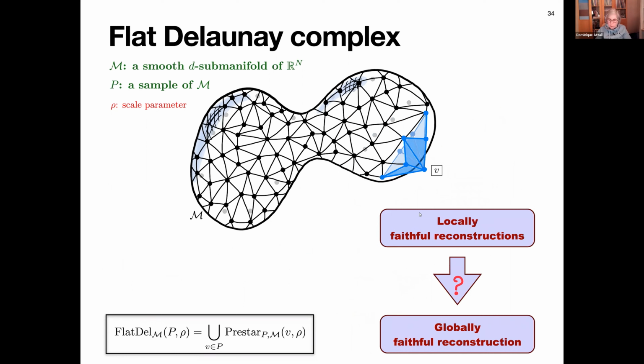Now the question is: we have those pre-stars, one for each point V. It seems reasonable to assume that we will get locally some faithful reconstruction. But as we take the union of all those pre-stars, do we get globally a faithful reconstruction?